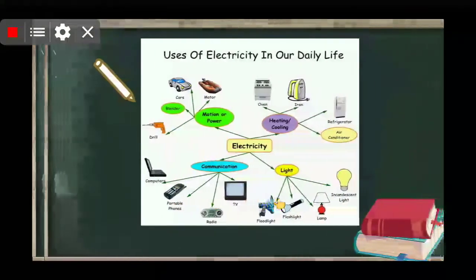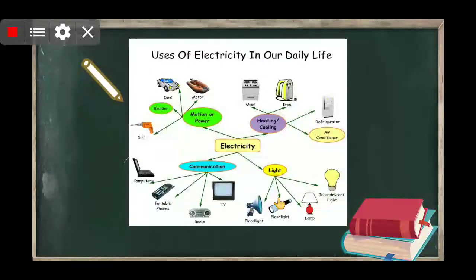So, starting up with the chapter, first of all, I would like to tell you all that our lives are so much dependent on electricity. In our home, the refrigerator, television, microwave, your mobile phones, laptops and computers, so many things are running on electricity.